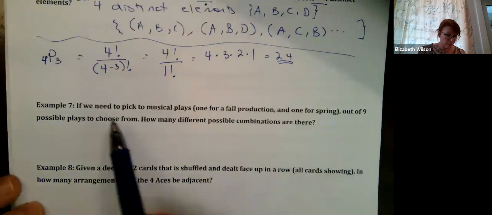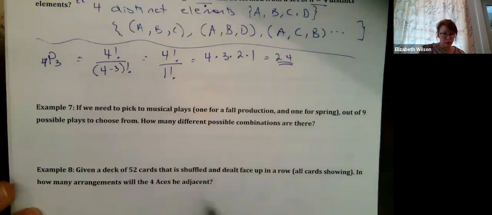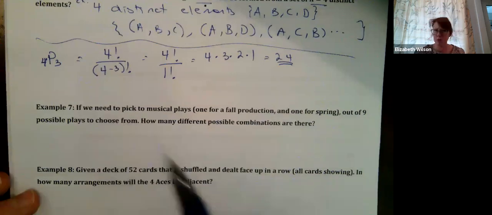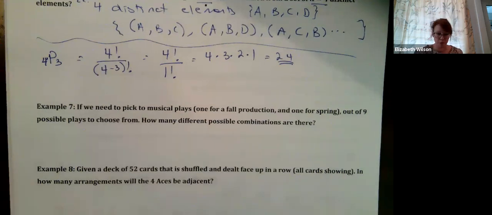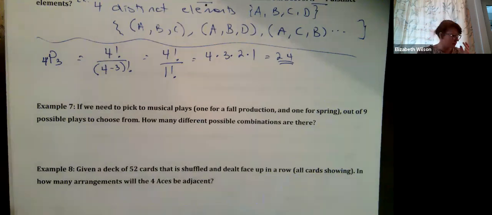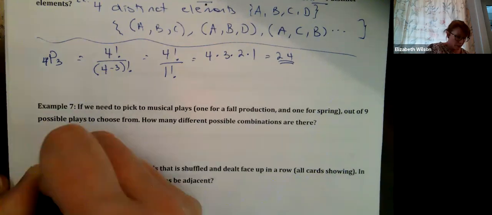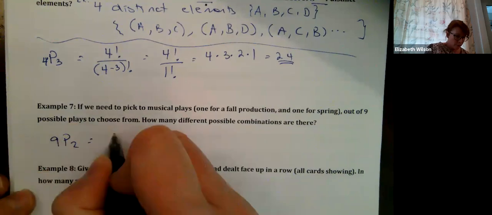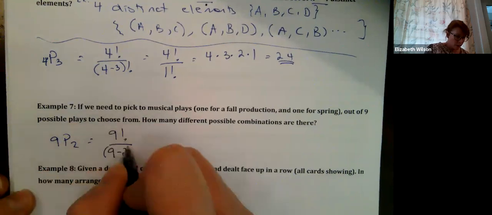Moving on, example 7 says, for example, we need to pick 2 musical plays, one for a fall production, one for a spring, and we have 9 total plays that we can choose from. So how many different possible combinations can I do, right? I've got something in the fall, something in spring. How do I want to mix these things up? Okay, so I'm going to go 9P2, which is 9 factorial all over 9 minus 2 factorial.